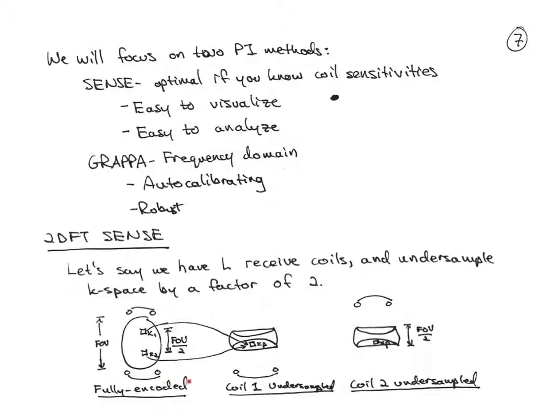Now, here's the fully encoded case where we would be able to resolve these two voxels, x1 and x2. Now, if we undersample k-space by a factor of 2, then the object is going to fold back onto itself, right? This top end is going to come back up here, and this bottom end is going to come up here. And so if you get two images, you're going to have an undersampled image from coil 1, where these two voxels alias directly on top of each other, and then another image from coil 2. Now these two images are going to have different receive sensitivity weightings on them.